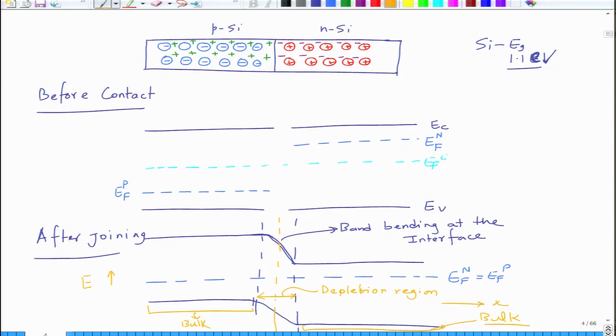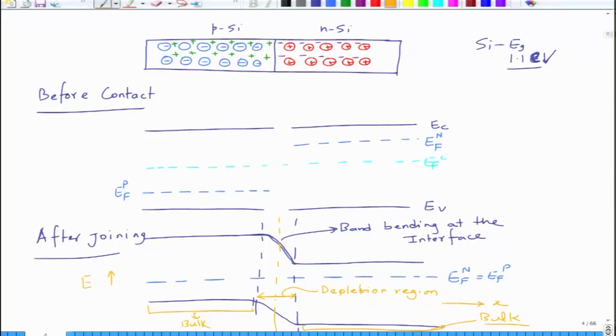If you have a variation in energy as a function of distance, it means you have a built-in electric field, because energy is proportional to V. You can relate energy to potential, you just have to put a minus and correlate to the electron charge. Since E can be related to V, and V is related to electric field, and since there is a variation in the potential in the device, you have an electric field. So this is called the built-in electric field. We will see what it is.